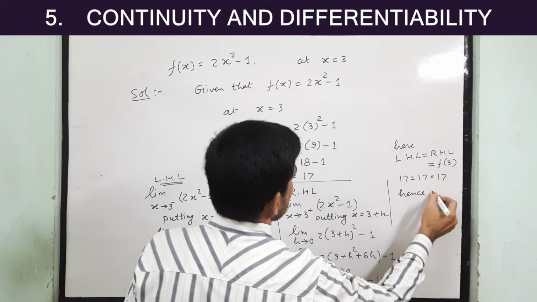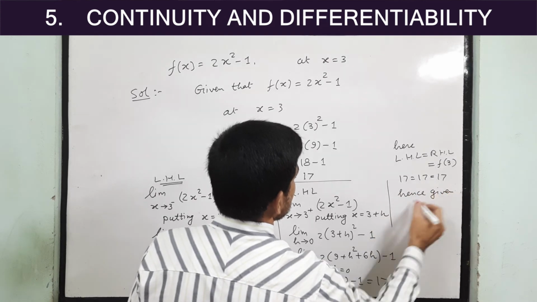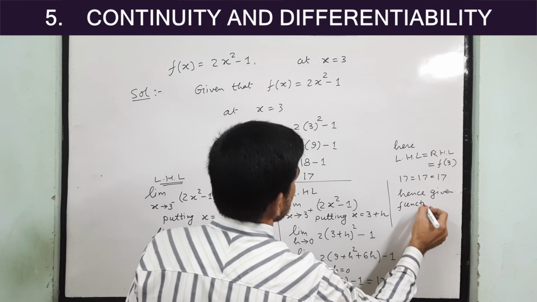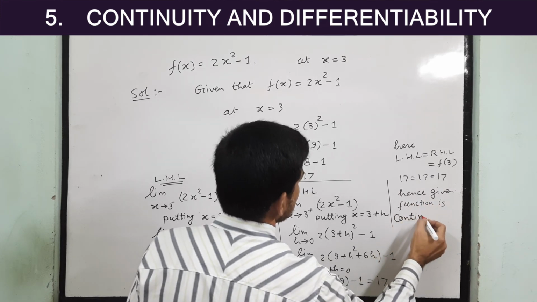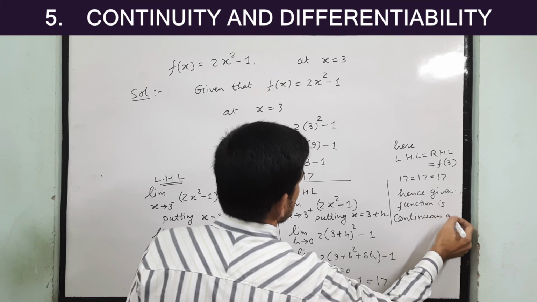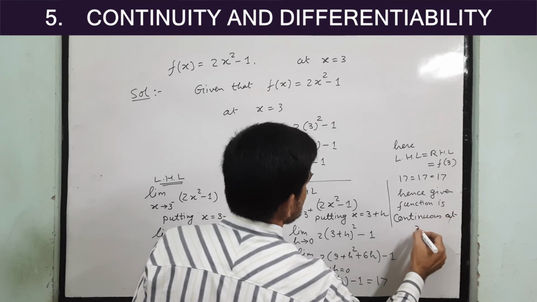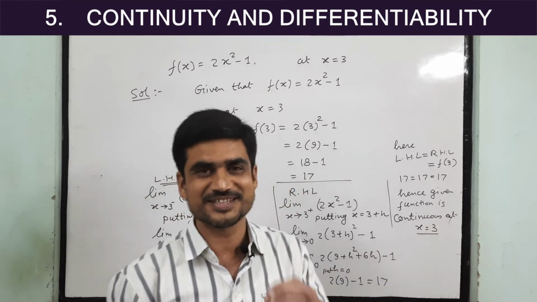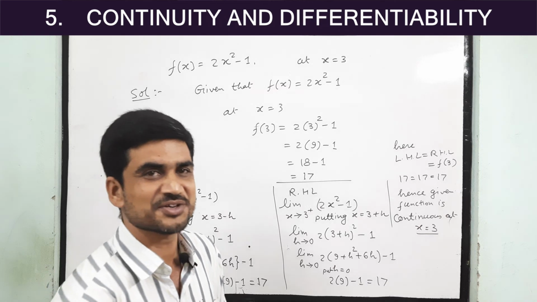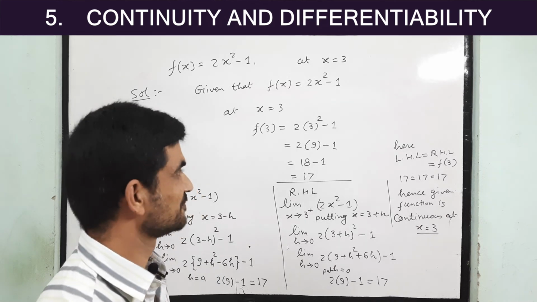Hence the given function is continuous at x = 3. So this is the solution of question number 2 from the NCERT textbook.